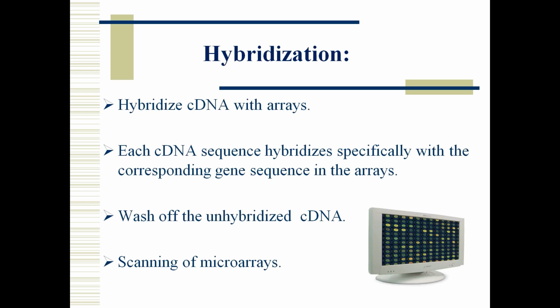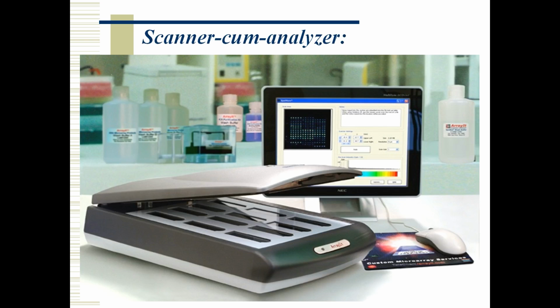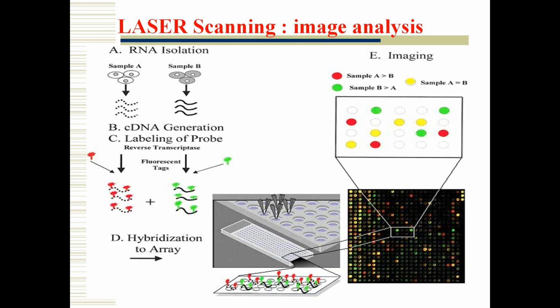Then the step is hybridization. Hybridize the cDNA with the arrays. Each cDNA sequence hybridizes specifically with the corresponding gene sequence in the arrays. Wash off unhybridized cDNA, and later the scanning of the microarrays is done. So this is the scanner, very similar to a customized scanner. Then laser scanning or image analysis is done here.